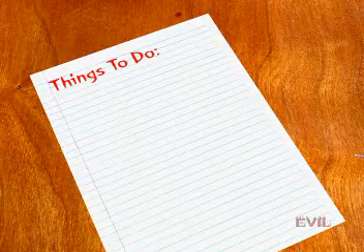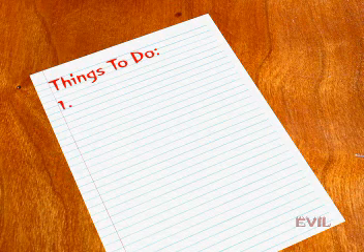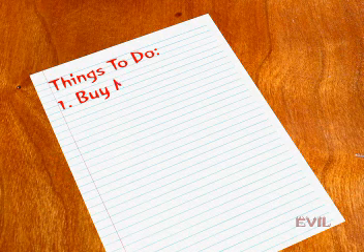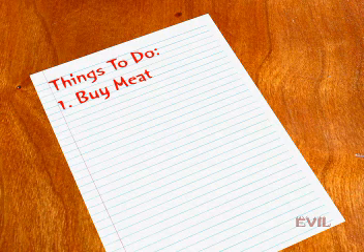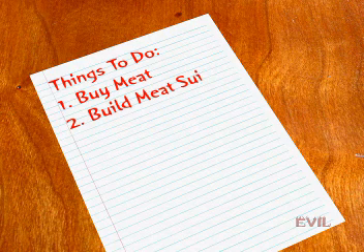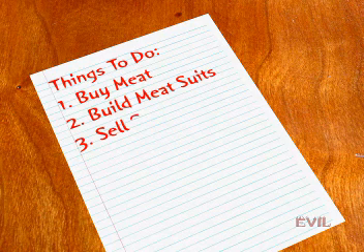Things to do. Let's see. 1. Buy some meat. Some nice, thick, juicy steaks. 2. Build suits out of all those nice, thick, juicy steaks. 3. Sell the suits on eBay. People will buy anything on eBay.